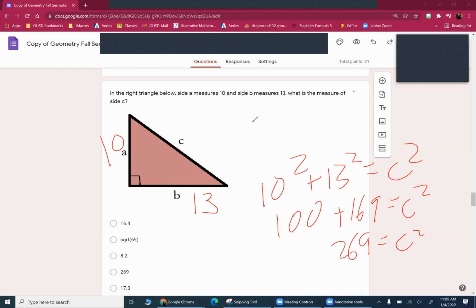And once again, it's not 269. That's way too big. I've got to take the square root of both sides. Those are inverse operations. So it's C, and then the square root of 269 is 16.4. This is a good distractor here. If this had been the square root of 269, they both would have been the right answer. Square root of 269 is the exact answer. 16.4 is an approximate answer that most people would recognize.